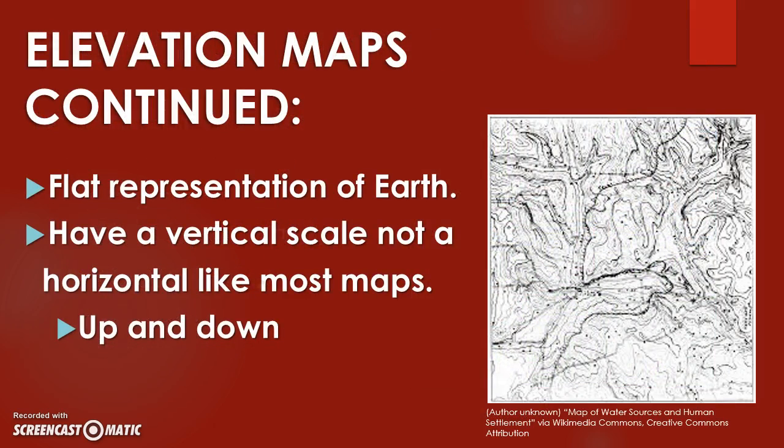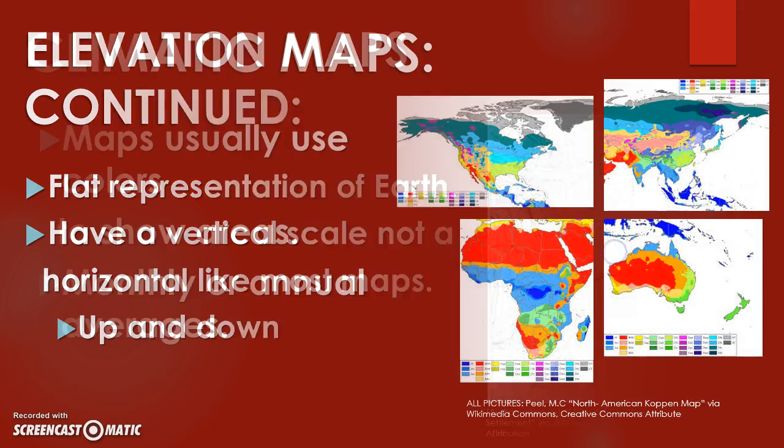A little bit more about elevation maps. They show a flat representation of the earth. They represent a vertical scale and not a horizontal scale like most maps. It represents the height of the land masses on earth, so like up and down. And like all these past pictures on the previous slides, they have these swirly lines that show the steepness of the slope. We can continue on from here.